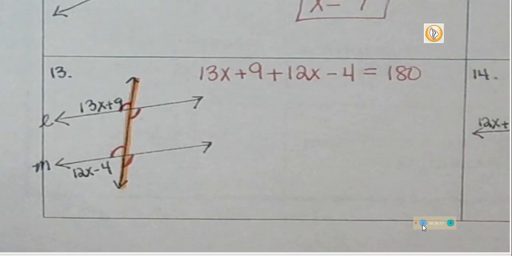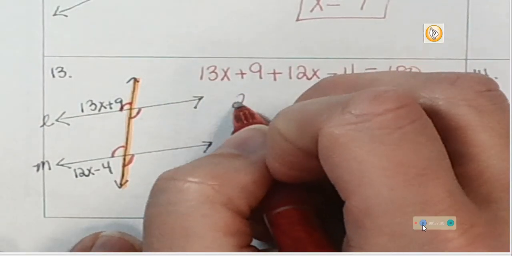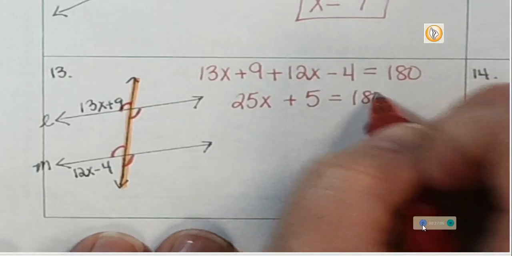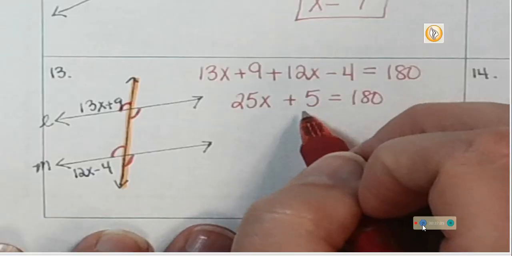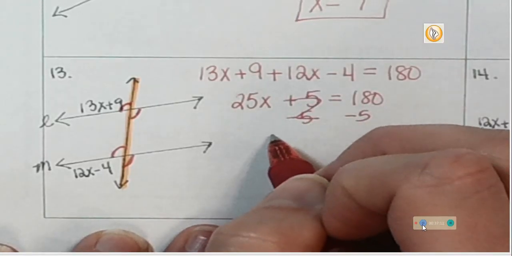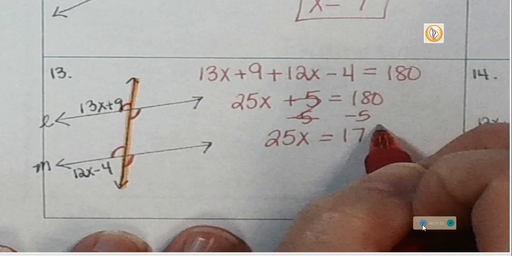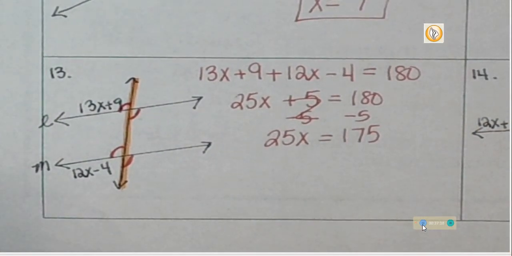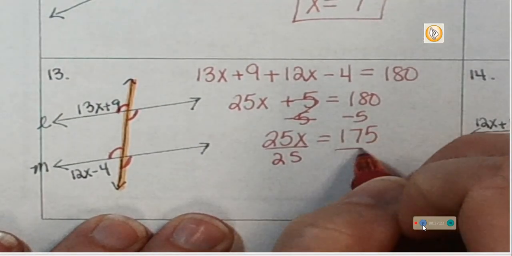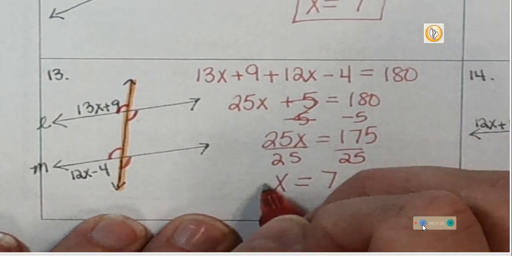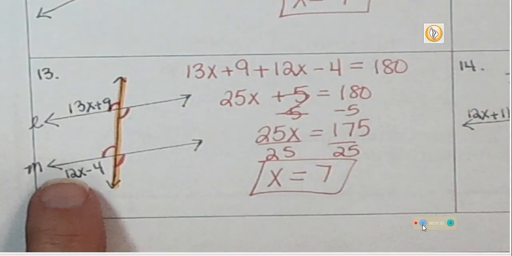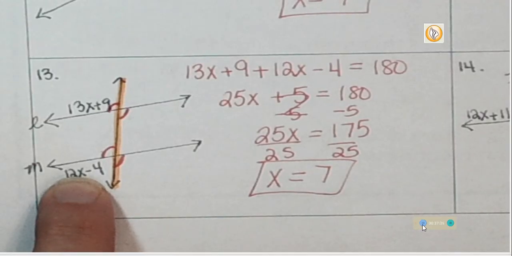So now I'm going to combine like terms. So 13 plus 12 is 25x. And 9 minus 4, that's going to be plus 5, which equals 180. Solve for x, you're going to get rid of plus 5 by minus 5. 25x equals 175. I divide both sides by 25. And x equals 7. What would you do if I asked you to tell me the actual degree measure of this angle? Plug it in. 12 times 7 minus 4, and you'd figure that out.